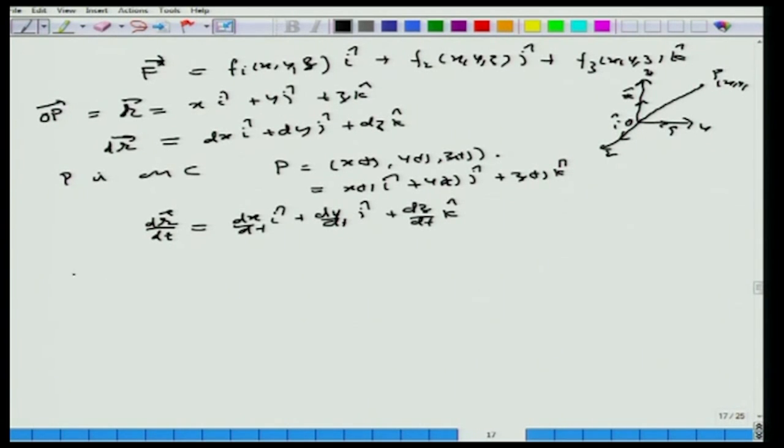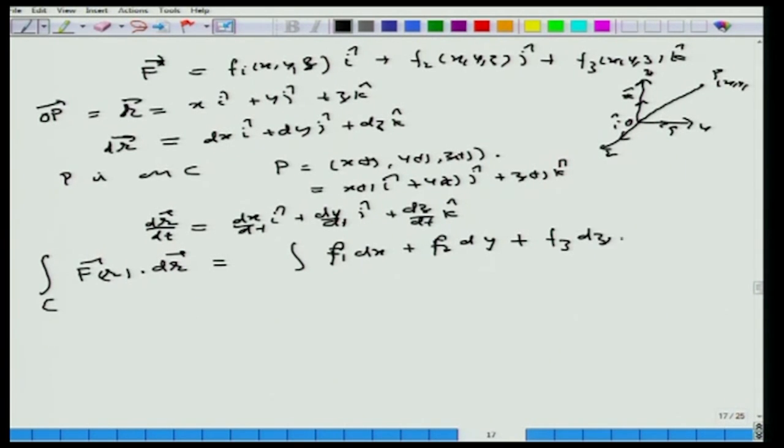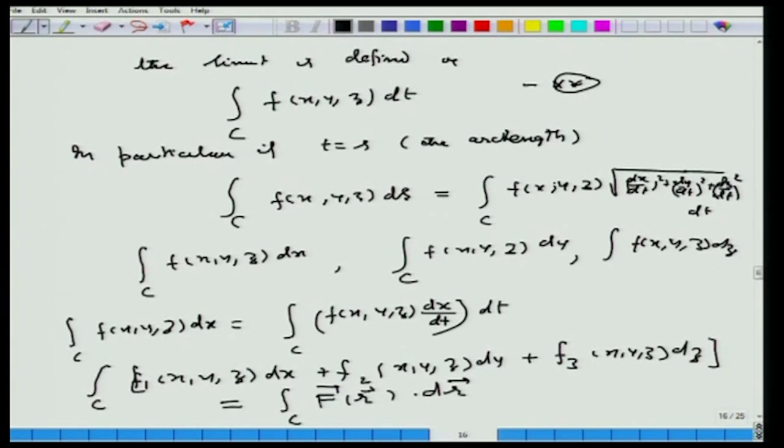And so, this integral of f dot dr over C will be nothing but f1 dx plus f2 dy plus f3 dz over C. So, that is the line integral which we considered here. It is actually the vector form of the line integral written in this manner, which is the same as our general form of the line integral.